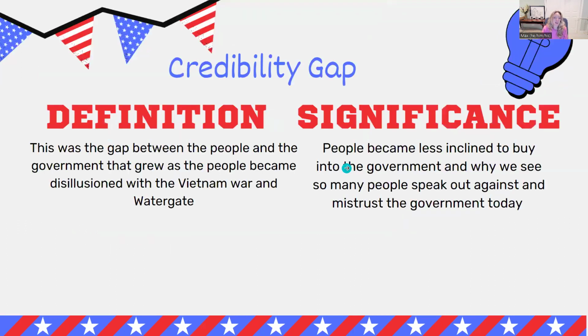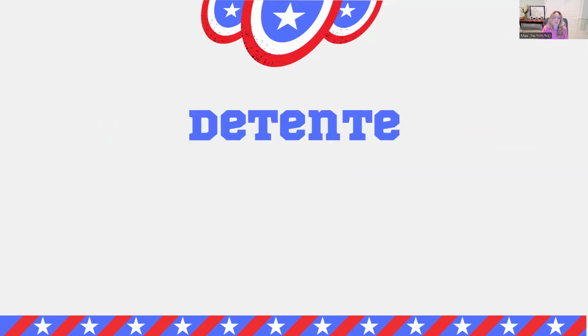Credibility gap. This was the gap between people and the government that grew because of the misinformation or the lack of information that was being given about Vietnam, as well as Watergate, and just this feeling of inability to help society throughout the late 50s, 60s, and 70s. So people became less inclined to buy into the government's actions, and that's why you see so many people today still questioning the government and why they feel so distrustful.